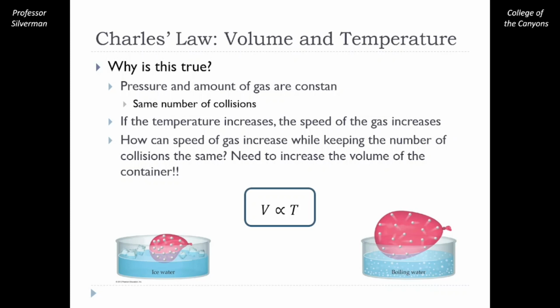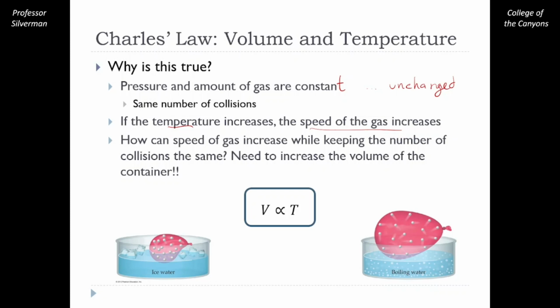Again, we can try to understand why this is the case, give some good logic here. Well, we have constant pressure under this situation, which means that pressure is not changing. Pressure here is a constant, and therefore our number of collisions is not changing. If the temperature increases, then the speed of our gas is increasing as well. But how can we make sure that the speed of our gas is increasing while still not increasing the number of collisions?